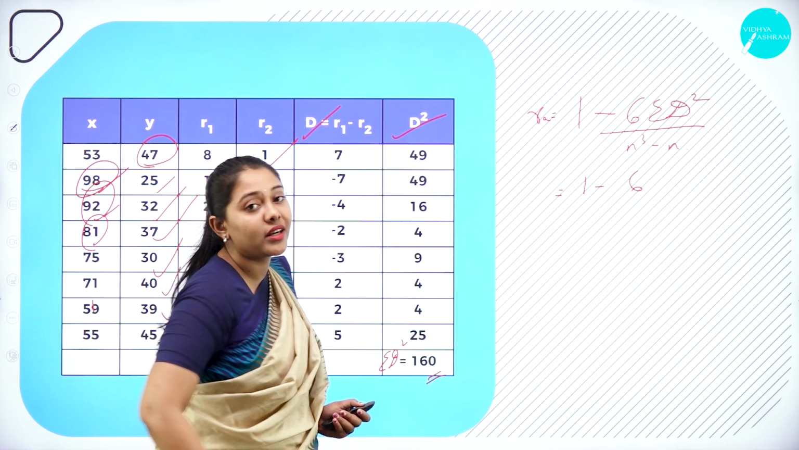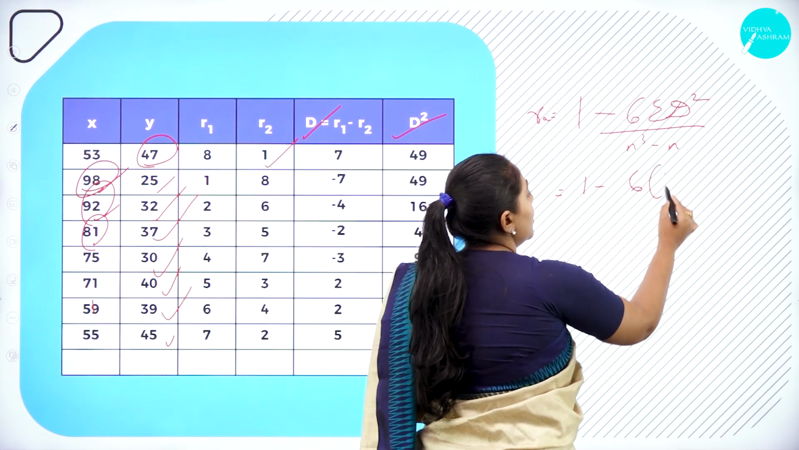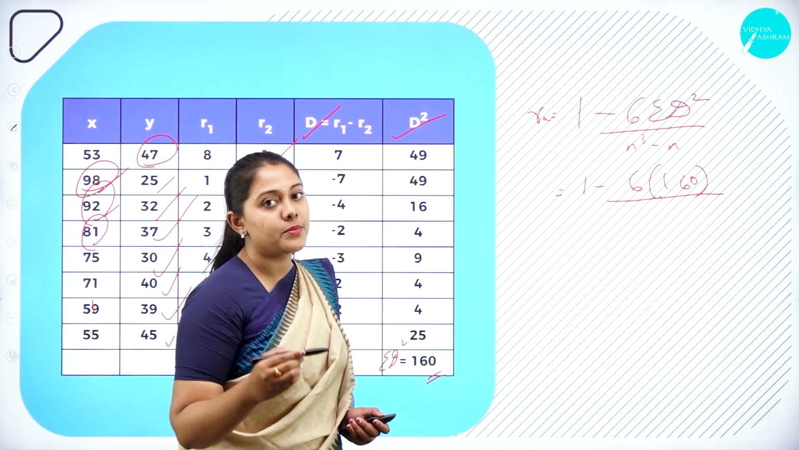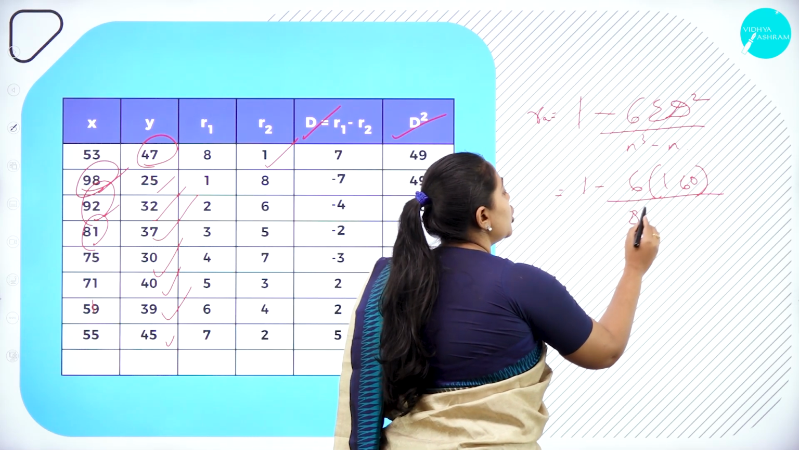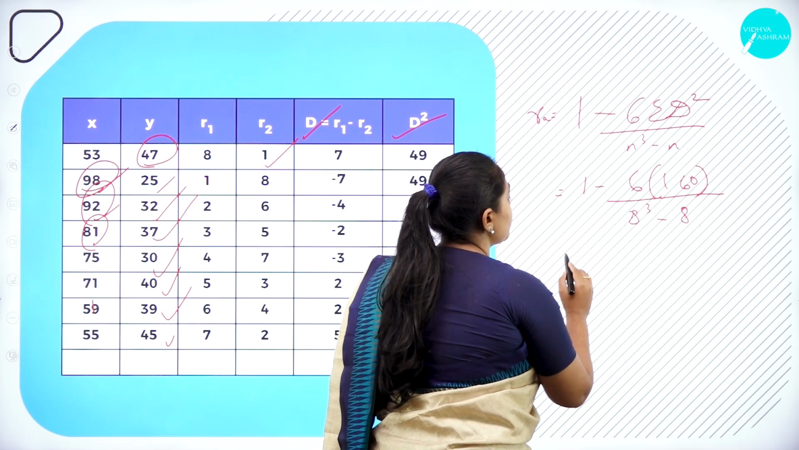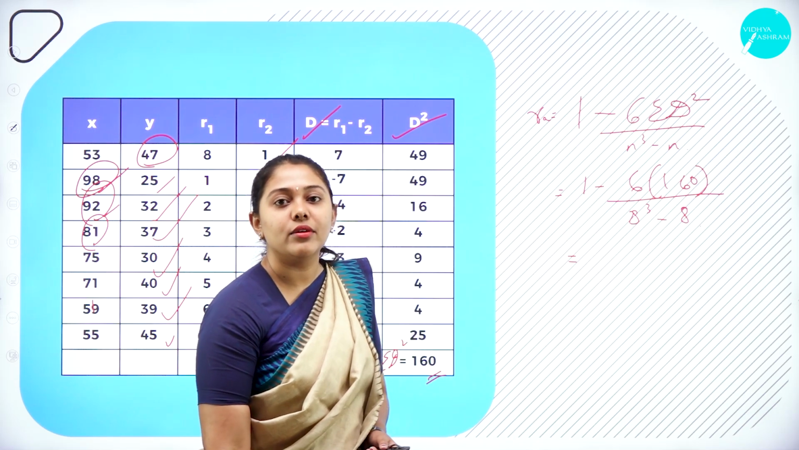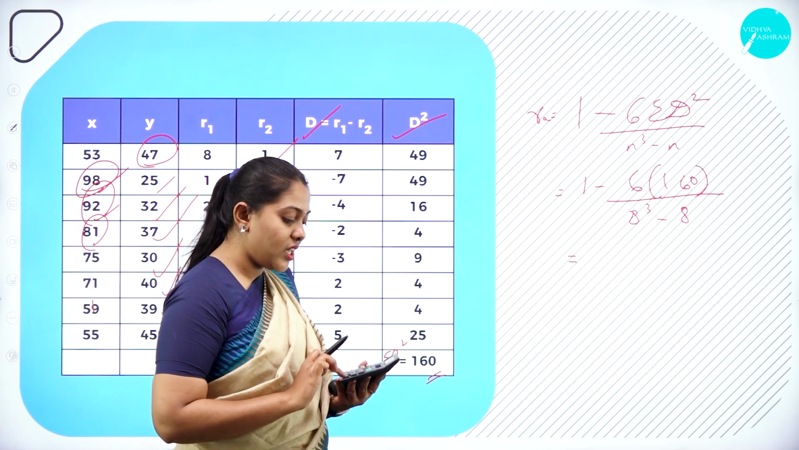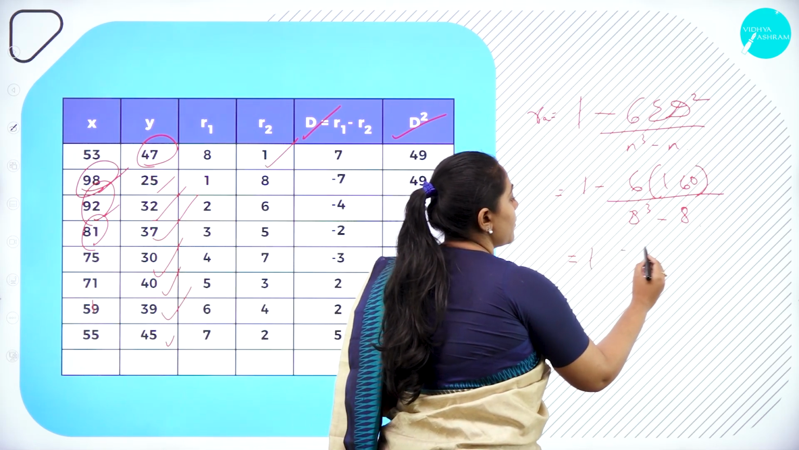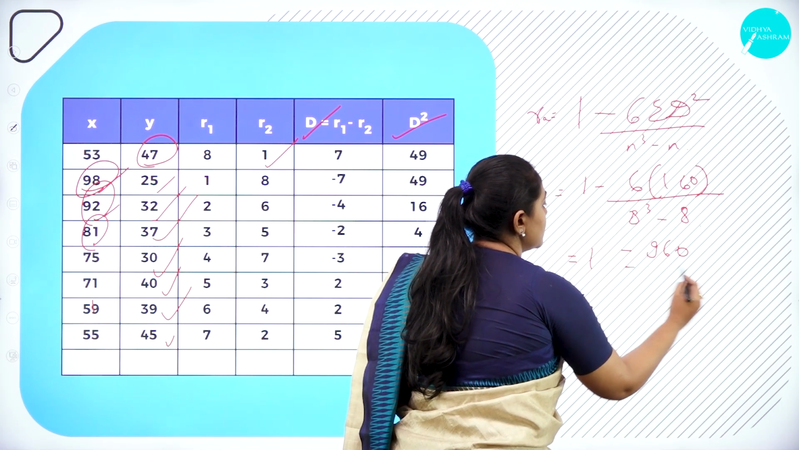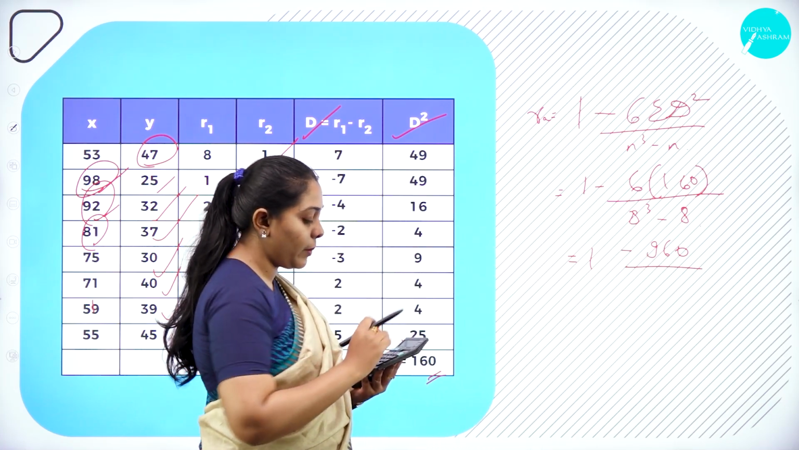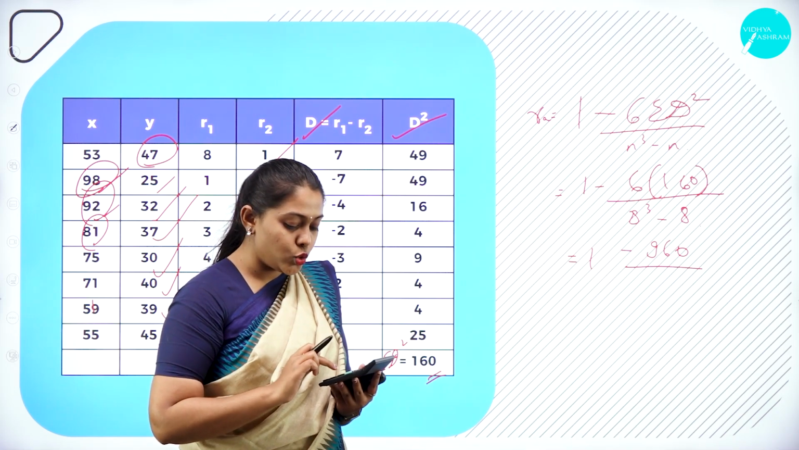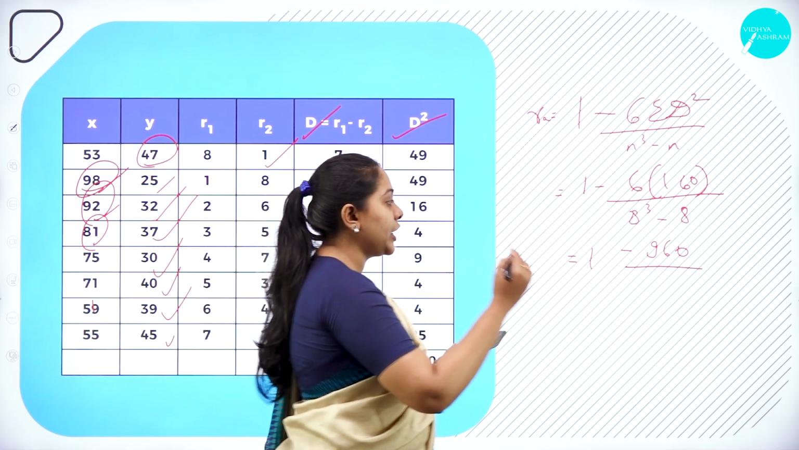What is 6 sigma d square? It is 160, divided by n cube. So, what is n? Number of observations, 8. 8 cube minus 8. So, if you substitute the values using a calculator, how much do you get? 160 into 6 is 960, divided by 8 cube, 8 into 8 into 8, which is 512, minus 8, it is 504.